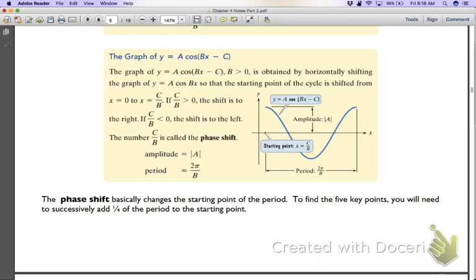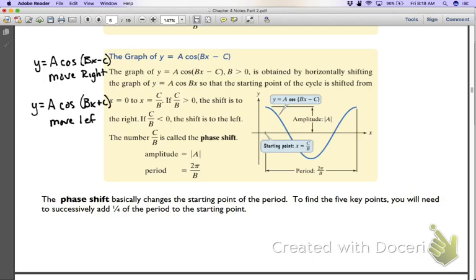But the biggest thing here is, just remember, if you have y equals a times cosine of bx minus c, it's going to move right. If it looks like this, and it's a times cosine of bx plus c, it's going to move left.